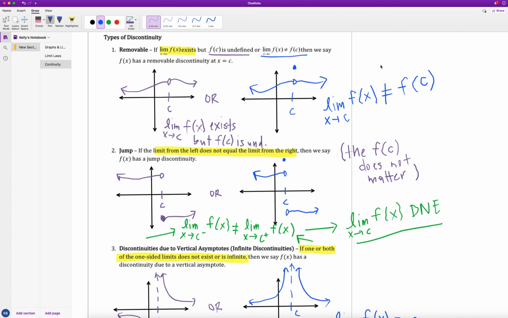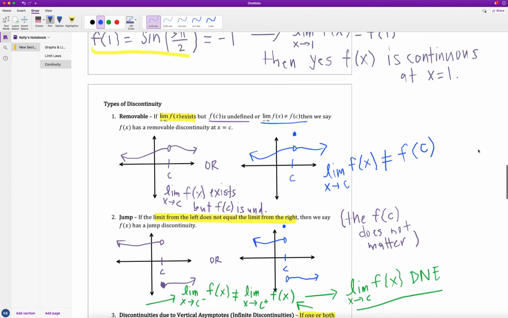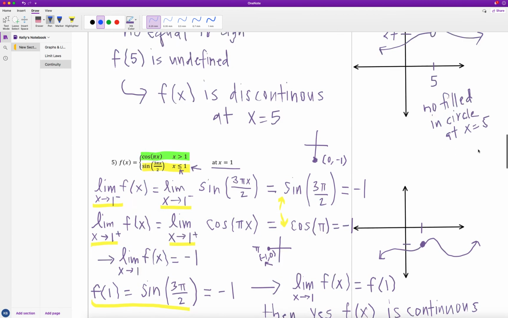What I think would be a really good idea now is for you guys to pause the video, go back to those prior 5 examples, and for any that were discontinuous, determine what type of discontinuity they were now based off of what you have. Let's check that actually, just to make sure that we're all on the same page.